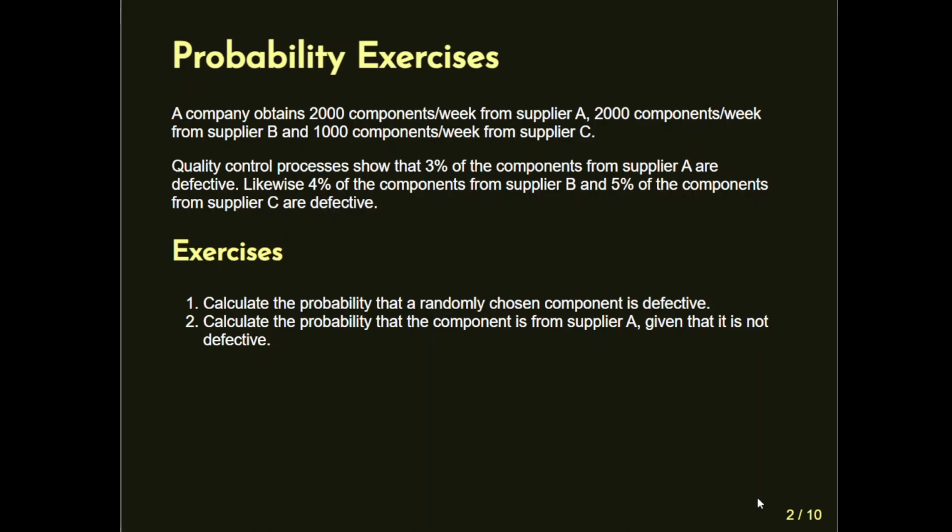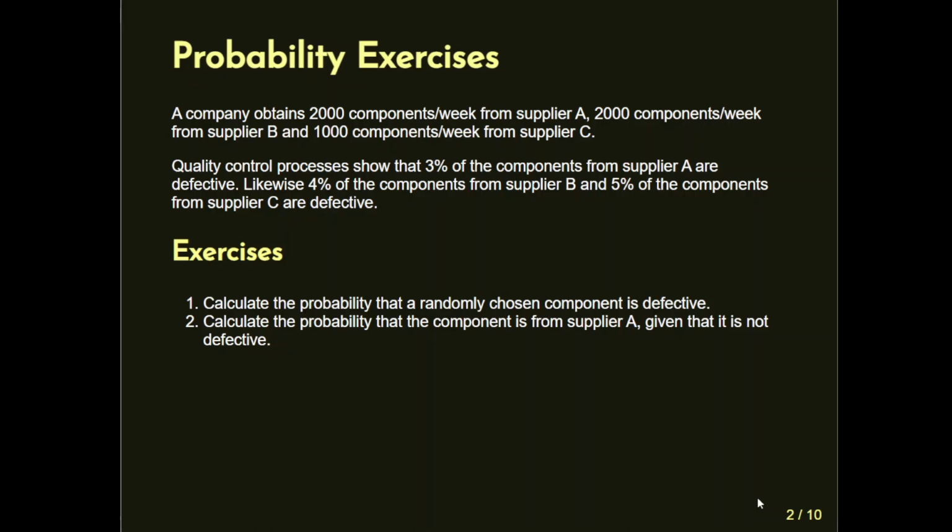A company obtains 2,000 components per week from supplier A, 2,000 components per week from supplier B, and 1,000 components per week from supplier C. Quality control process show that 3% of the components from supplier A are defective. Likewise, 4% of the components from supplier B and 5% of the components from supplier C are defective. So, given a lot to work with there.